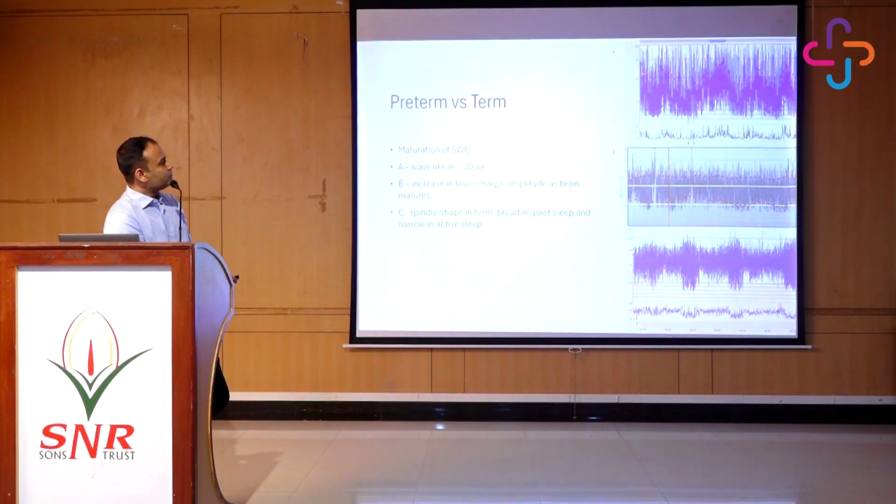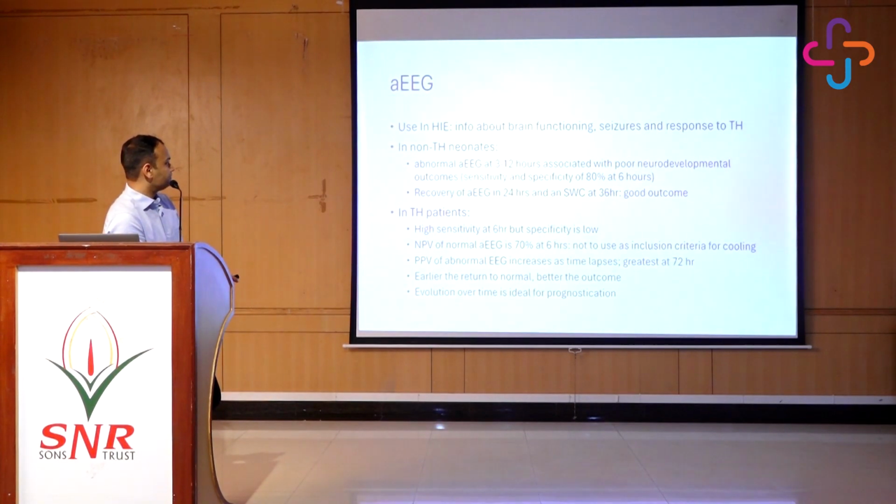So this is again the same thing. This is a preterm baby, where it looks like a waveform, and the lower margin is less than 5. As they mature, the lower margin goes up, so it's more than 5 here. And this is a term baby, where the lower margin is almost near 10, and they have a spindle shape. This is the sleep-wake cycle. This is the difference between preterm and term brain maturation.